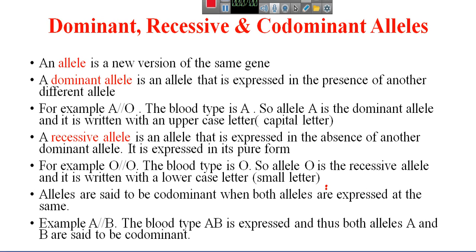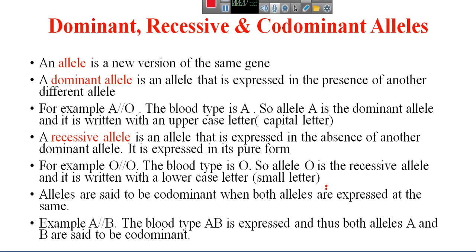What are the terms that we have to keep in mind? Any allele is a new version of the same gene. If the allele is said to be dominant, this is simply because that allele is expressed, it has the ability to show itself even in the presence of another different allele. So for example, if I have A next to O and my blood type is A, this is to say that allele A has been able to dominate allele O, and that's why allele A is said to be dominant, and it is written with an uppercase letter or capital letter.